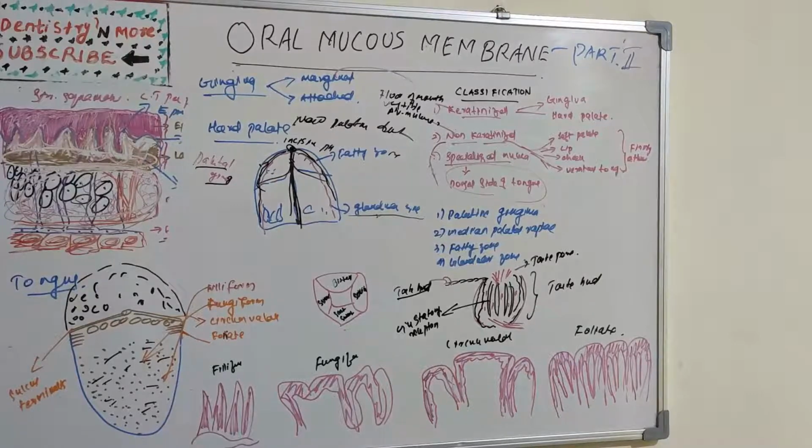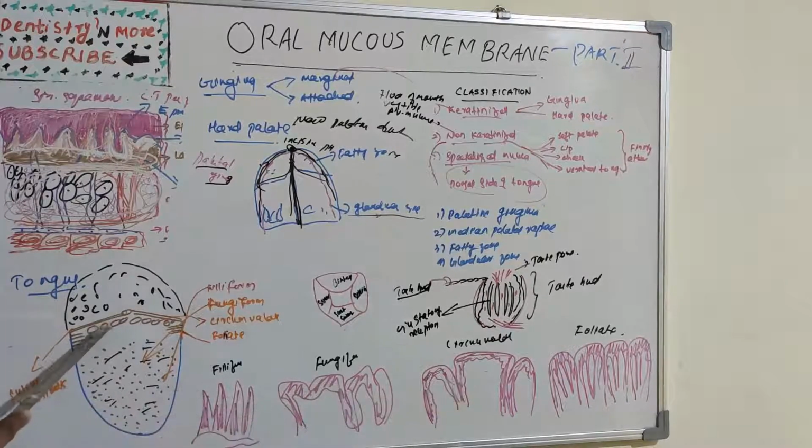Now fungiform papillae are scattered between the numerous filiform papillae. Filiform papillae are like projections, and fungiform papillae are numerous. They are scattered between the filiform papillae, and are smooth, round, mushroom-shaped structures with red, highly vascular connective tissue, which has taste buds present on the superior surface. So fungiform papillae have taste buds on the superior surface.